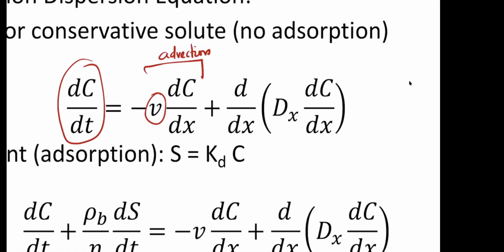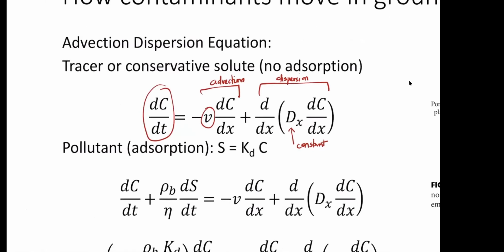As I said, advection depends on velocity. So the change in concentration in that well will be because of the flow of water, how much pollutant can move into that well because of velocity. And then this one is dispersion. So this is the dispersion coefficient, which is a constant. That's why it's called the advection dispersion equation. And this doesn't account for anything that is adsorbed in the soil.